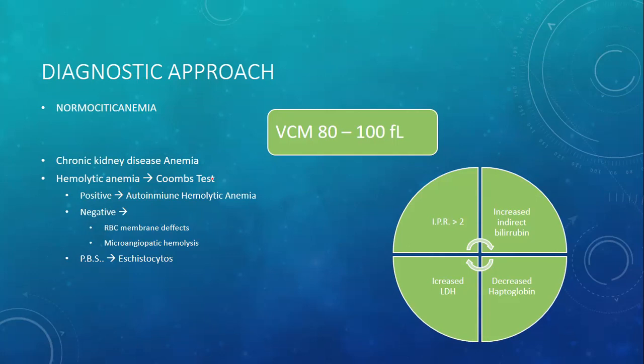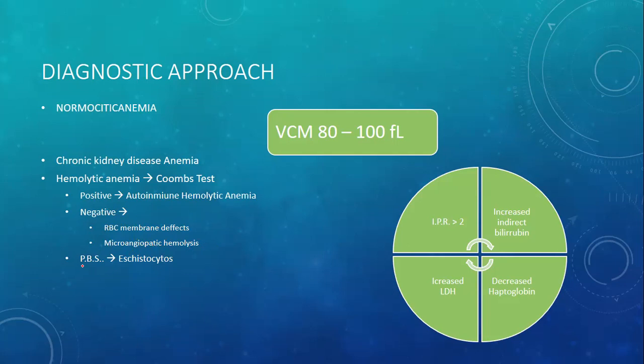What will we have to do? We have to make use of this test, which is the Coombs test, right? Which tells us if it is autoimmune hemolytic anemia, if it's positive. And if this Coombs test is negative, we can think of two options. Red blood cell membrane defects, as in the case of spherocytes, where the disease would be spherocytosis, right, and microangiopathic hemolysis. Okay, if it's negative, we can think of these two options.